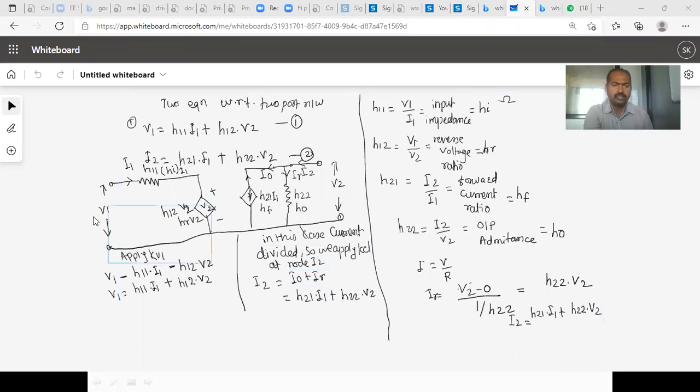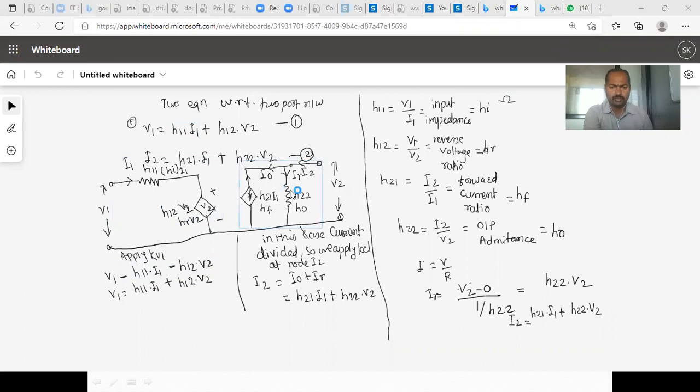By applying KVL, this is nothing but phi1 minus H11 I1 minus H12 V2, because out of this first point, that's why it is taken as a minus. So phi1 is equal to H11 I1 plus H12 V2. These are the equations with respect to the input port. So these are the same as equation one. So whatever we have drawn, that is right.